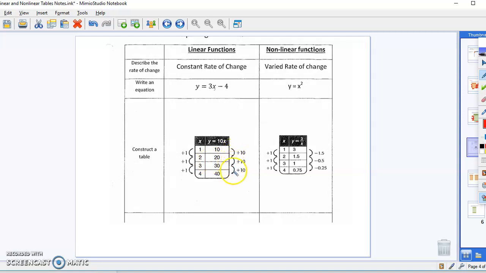You can see that as that increases, they're all increasing by 10. They're all increasing by 1. So every rate of change there would be 10 over 1. Therefore, that would be linear. But in this one over here, you've got -1.5, -0.5, -0.25. So you have -1.5 over 1, -0.5 over 1, -0.25 over 1. Clearly not the same, not a constant rate of change.